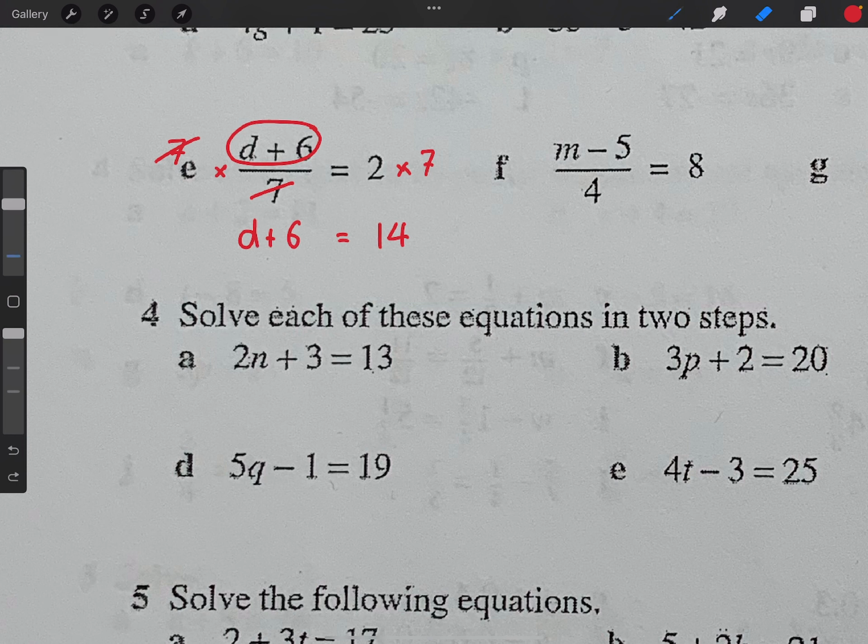Now we just need to get rid of this plus 6. So how do you get rid of the plus 6? Just minus 6 from both sides of the equal sign, and this will cancel out. What you're left with is d is equal to 14 minus 6, which gives you 8. And that's the answer.